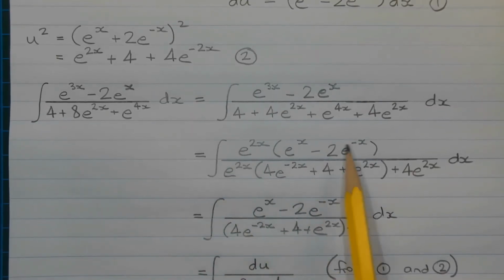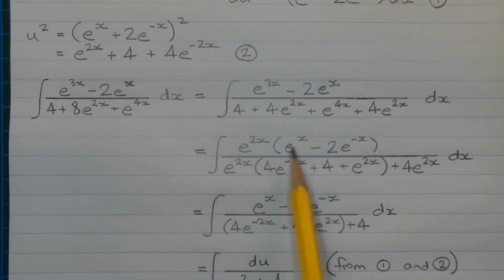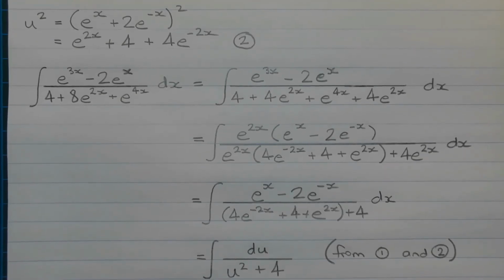Notice that the numerator and both terms of the denominator, so this term here and this term here, all involve a factor e^(2x). So dividing the numerator and the denominator by e^(2x), we get the integral of (e^x - 2e^(-x)) over (4e^(-2x) + 4 + e^(2x) + 4).